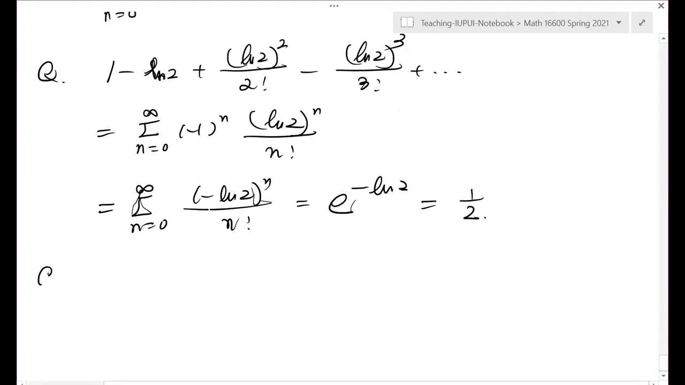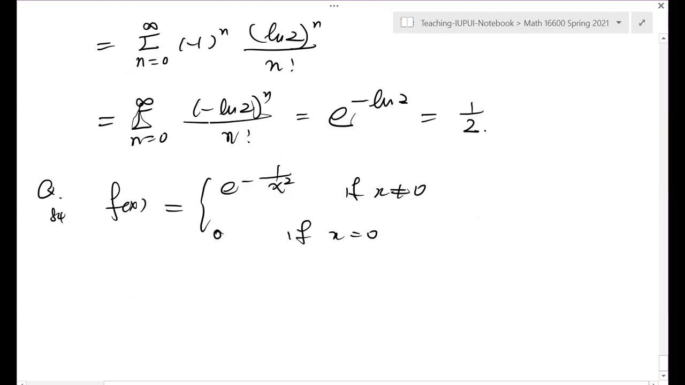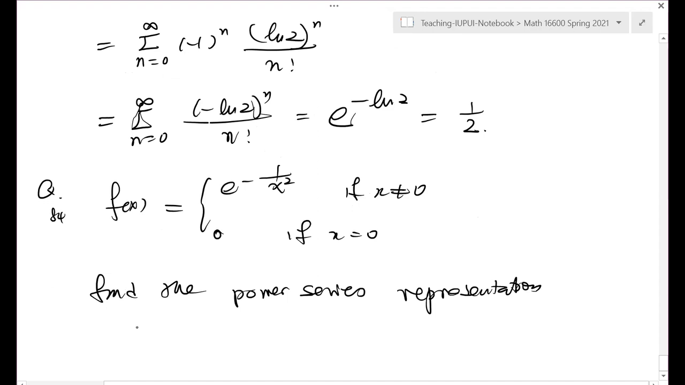Right, so last, I want to look at this problem. We have f of x, and this is problem 84, I think. It is defined by e to the negative 1 over x squared if x is not 0, and 0 if x is 0. Now, this function, at least it's continuous. Let's find the power series representation at a equals 0.